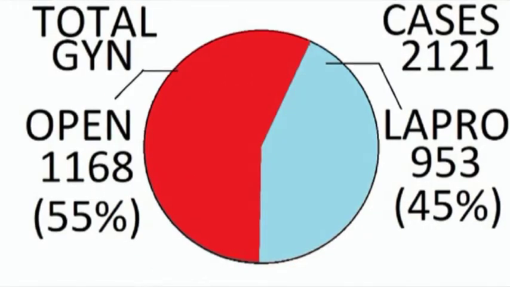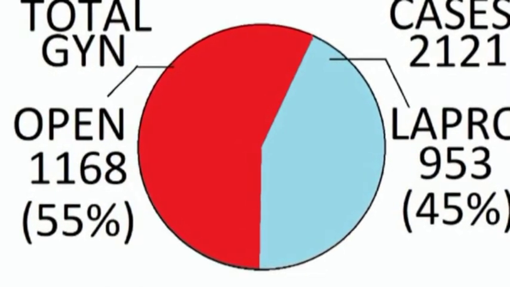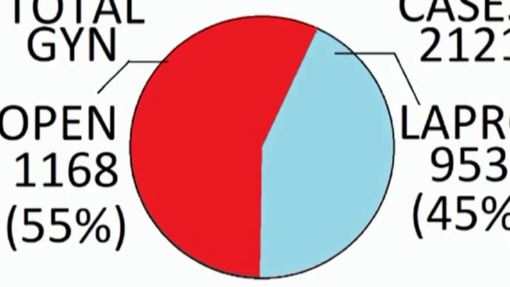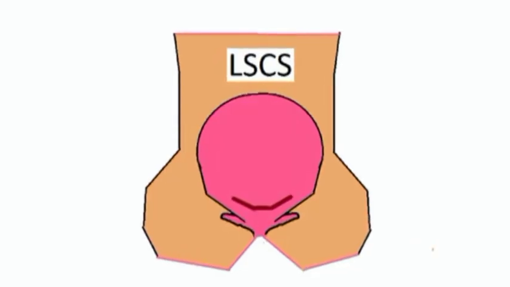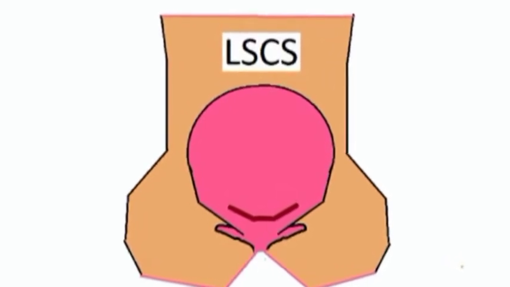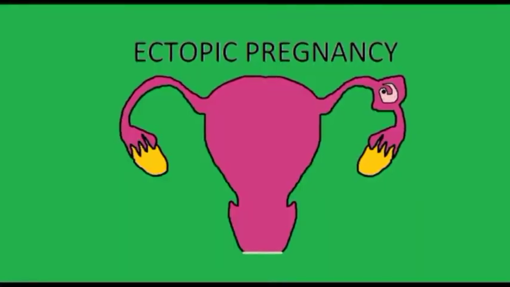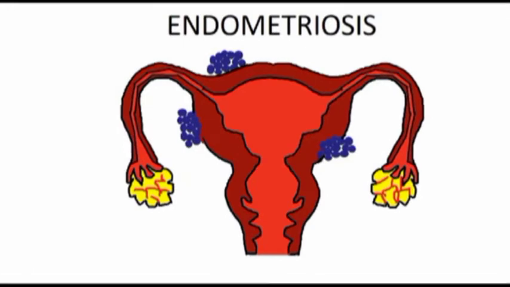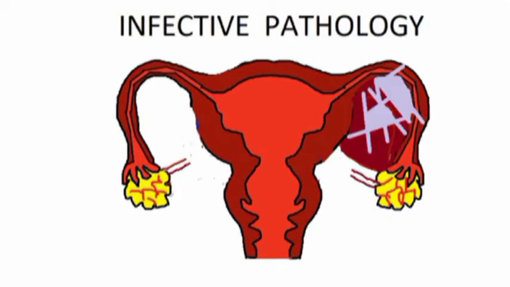Among gynae cases, which were 2,121, 1,168 or 55% were laparotomy and 953 or 45% cases were laparoscopic surgery. Among 2,121 cases of gynecology, lower segment cesarean section is maximum. But if we leave LSCS, the maximum laparotomy was done in ectopic pregnancy and the maximum laparoscopic intervention was done in endometriosis and pelvic infections.